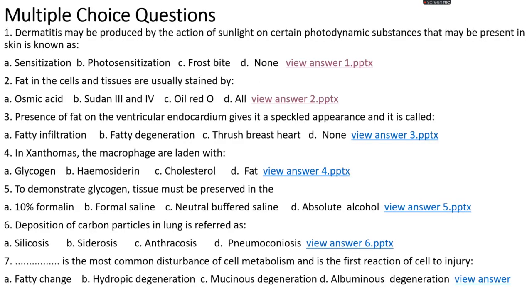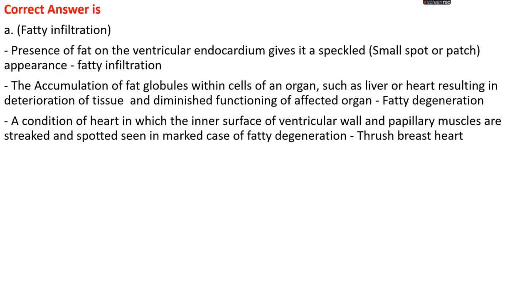Okay. Question number three. Presence of fat on the ventricular endocardium gives it a speckled appearance and it is called: option A, fatty infiltration; option B, fatty degeneration; option C, thrush breast heart; option D, none. The right answer is option A, that is fatty infiltration.